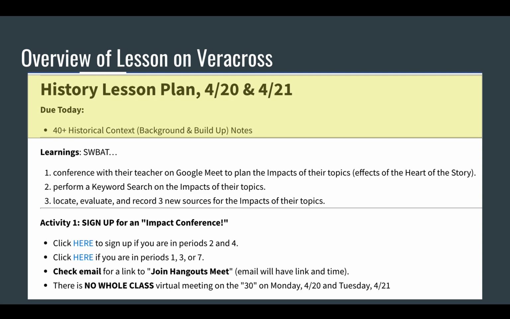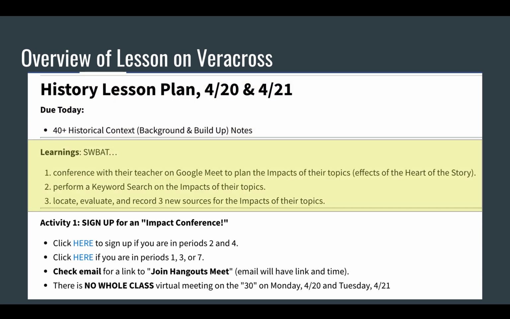For starters, what is due today is the 40 plus historical context notes on background and buildup. This is the focus of this lesson. Number 1, you're going to conference with your teacher on Google Meet to discuss what the impact should be. He will give you some suggestions. Number 2, you're going to perform a keyword search after receiving those suggestions on the impacts of your topic. And number 3, you're going to locate, evaluate, and record 3 new sources for the impacts of your topic.